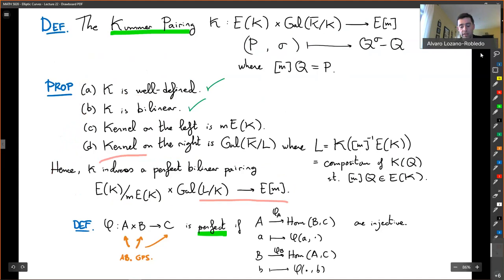Perfect in this sense means that when you have a pairing from A cross B to C, the maps that you get from A into homomorphisms from B to C, that send a to the map that sends b to phi(a, b), and similarly for B, are both injective. That makes the pairing perfect. And then we'll see a property of perfect pairings: once you have a perfect pairing, A is finite if and only if B is finite. So we'll get there. Let's prove the properties that we want of the kernel.